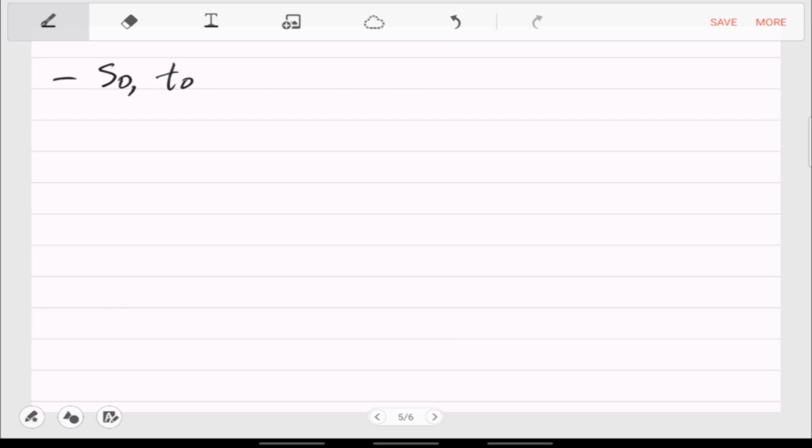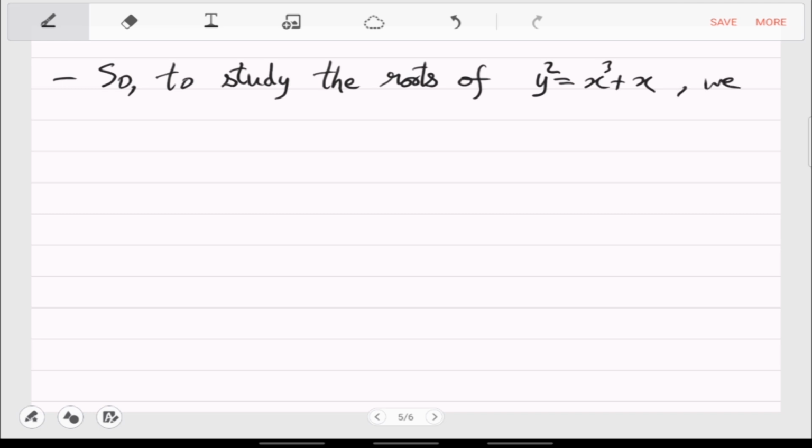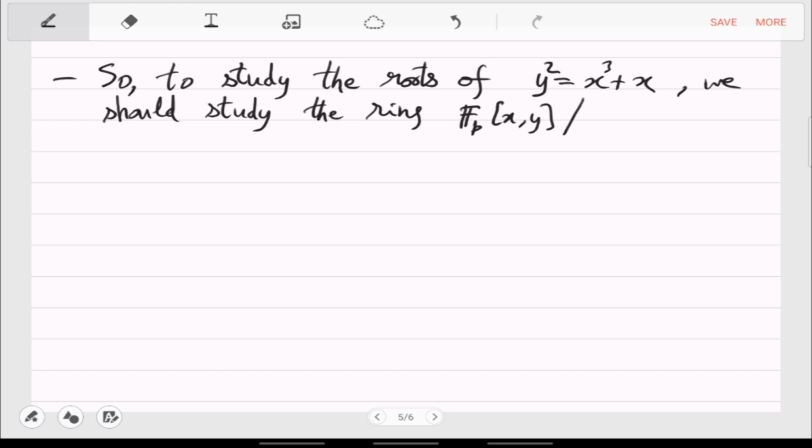Just as an example, to study the roots of y square equal to x cube, or let's make an elliptic curve, y square equal to x cube plus x, we should study the ring Fp[x, y] modulo this elliptic curve.